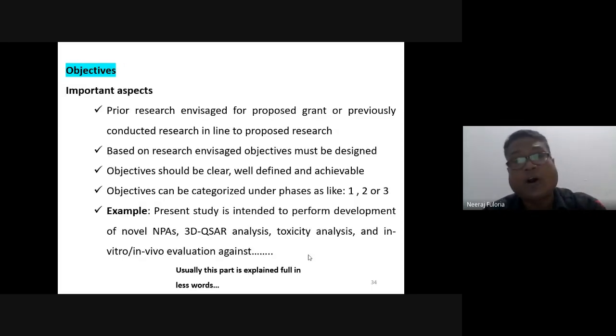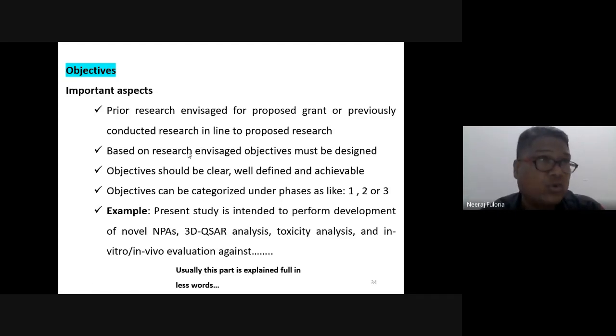Then coming to objectives. How we write the objective in a paper, the same way we write an objective for a grant also. So whatever prior research you have done already for the grant you are submitting, or previously some research you have done, even if you have not published a paper, you can show the results over there. So based on the results, then you will give your objective.